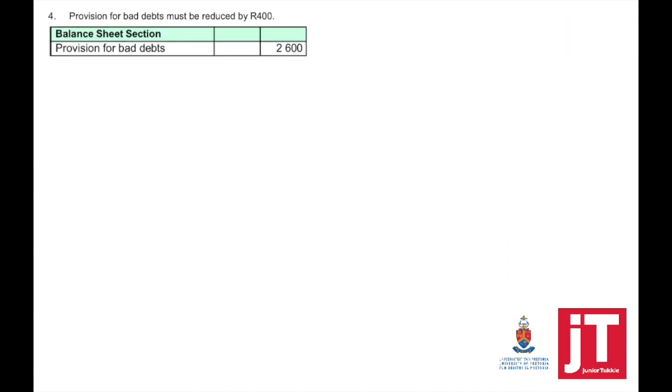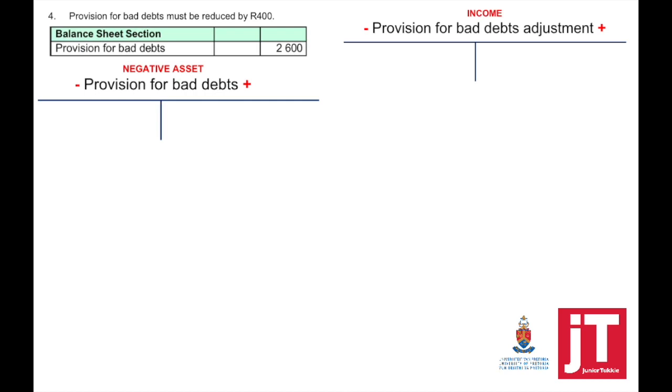Adjustment number 4, provision for bad debts must be reduced by 400. So here they basically said to you, we must make it less. And as soon as we make it less, as soon as we reduce it, then provision for bad debts adjustment is regarded as an income. Remember, as soon as you need to increase the provision for bad debts, that is an expense. When you need to reduce it, that is an income.